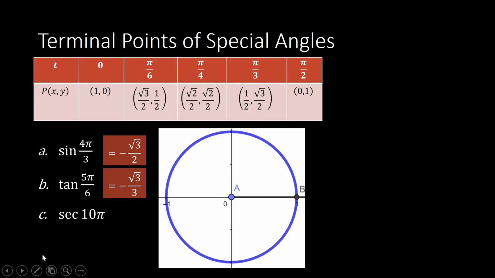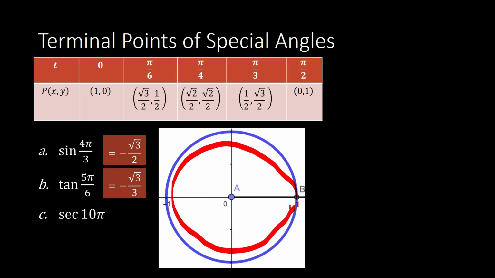How about secant of 10 times pi? Where is 10 times pi? Okay, so again, you will produce an arc whose length is 10 pi. So 1 revolution is 2 pi. So to get to 10 pi, you will make 5 revolutions. And this is where you will end. So that is your terminal point. So the terminal point is 1, 0. That is your reference point.